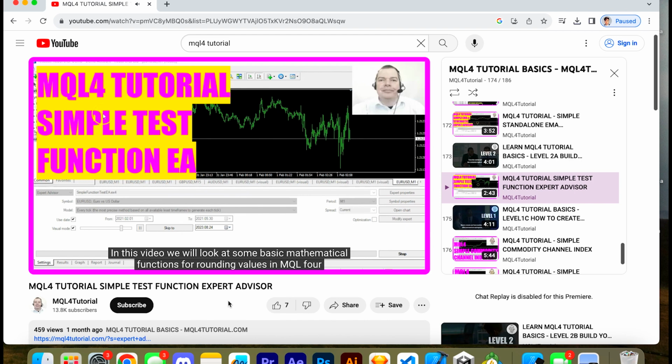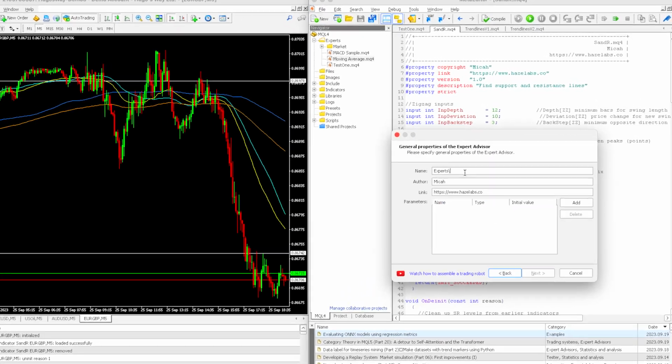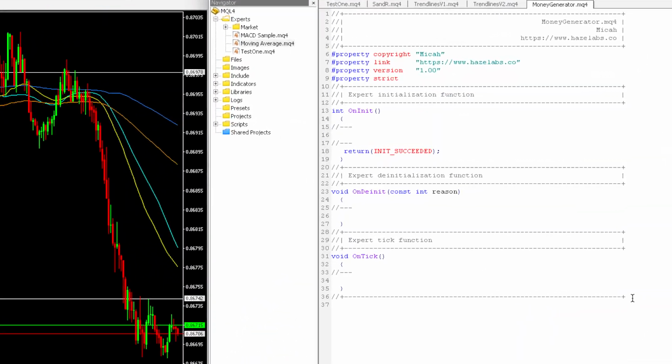Now this is the part where I spent a bit of time learning MQL4 and diving deep into some of the strategies I could build. Shout out to this guy because he saved me a bunch of time. Mathematical functions for rounding values in MQL4. Now I feel like I know just enough to build a bot and do some backtesting on an old chart.